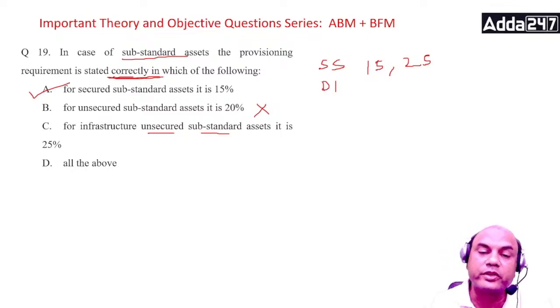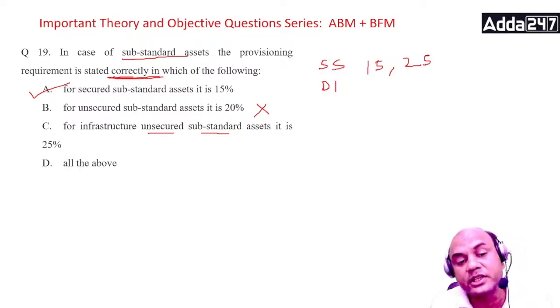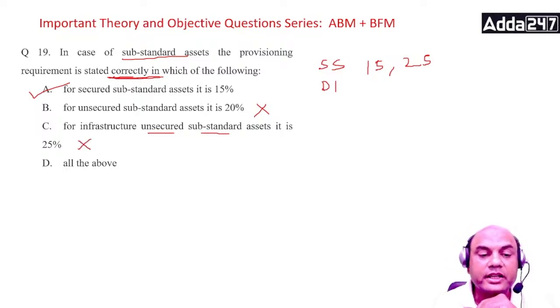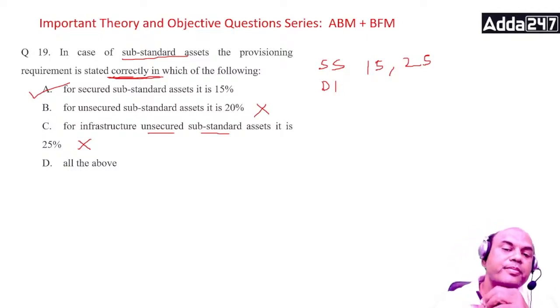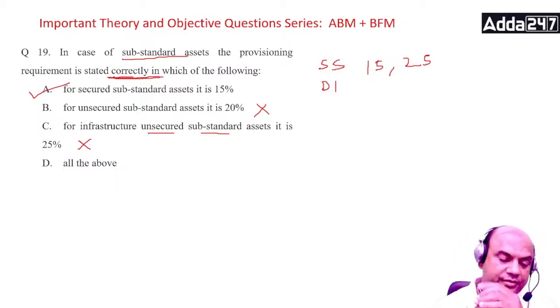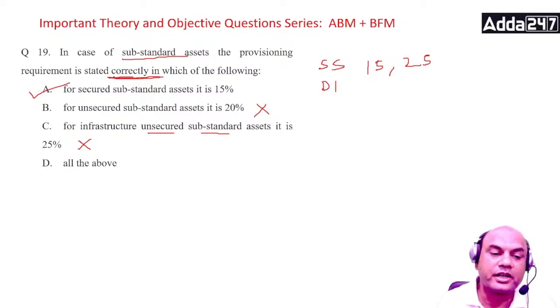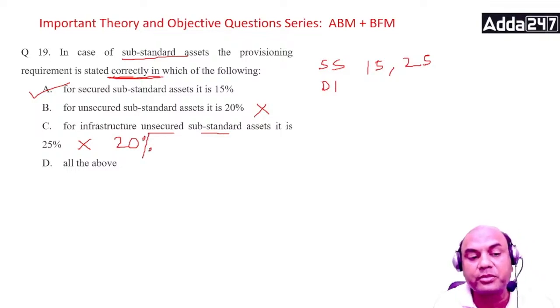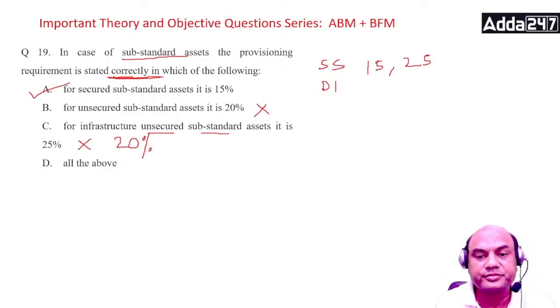Okay. What is the provision for infrastructure related unsecured substandard assets? You type. If this is wrong, then what is the right answer? What is the right answer for infra related substandard? Give me the answer. It is 20%. Remember, it is 20%. Got it? So that is the right answer. Got it, everyone? Clear?